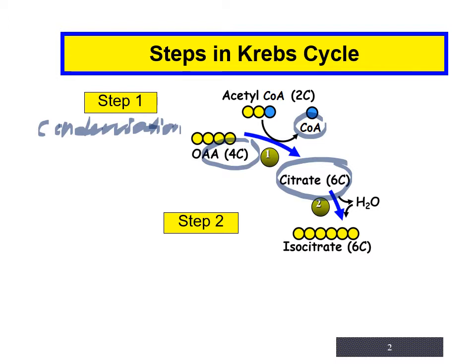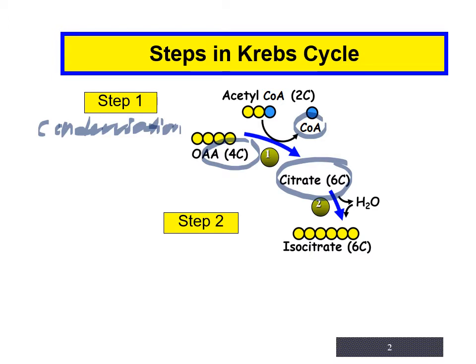So when it releases this coenzyme A, actually there is energy released, and this energy is used to join the acetyl group, the 2 carbon molecule, to oxaloacetate, the 4 carbon. So they will bind together to form citrate, the 6 carbon molecule.